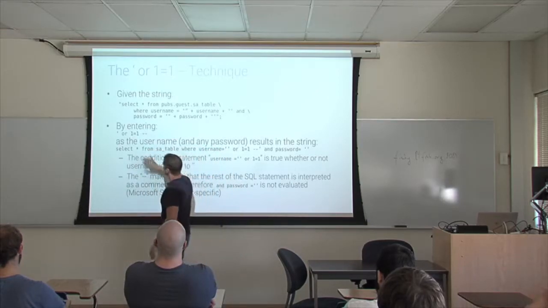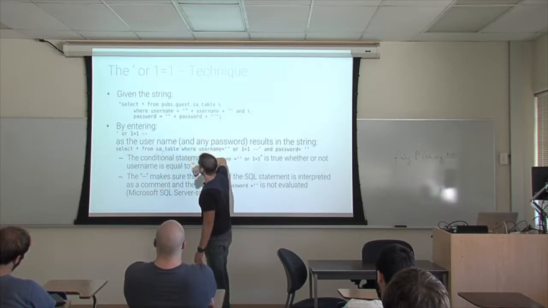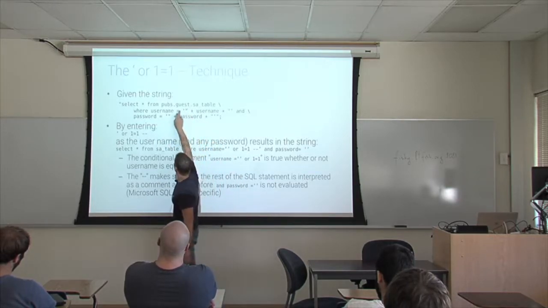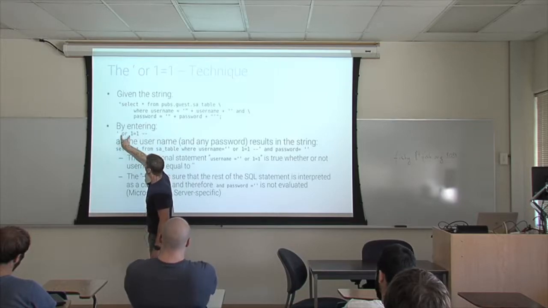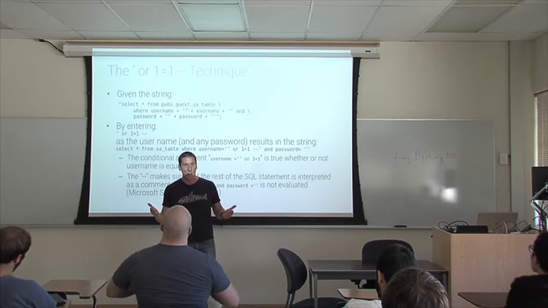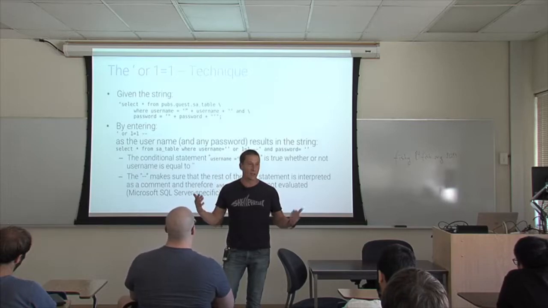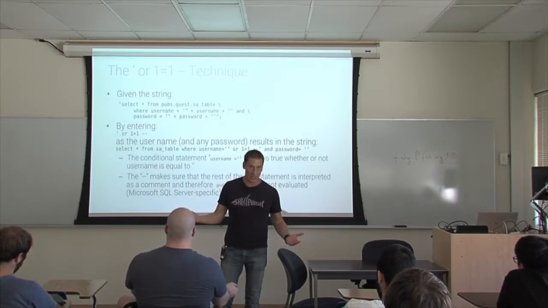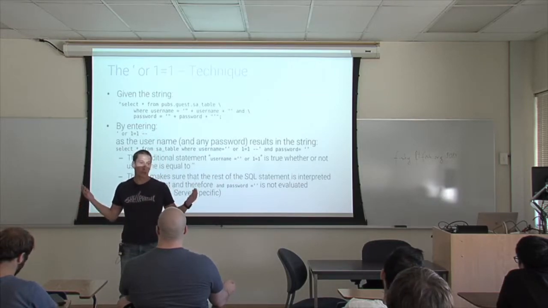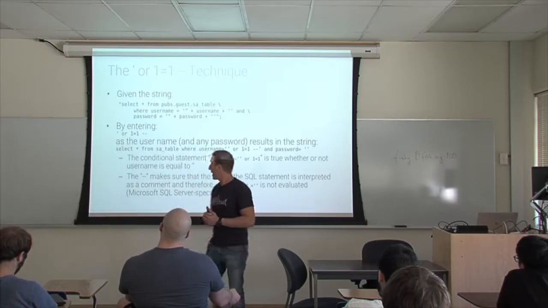The basic idea is that by providing this value, for example in the case of the username, you fundamentally close this tick. So this tick gets closed by this tick. And then you do or 1 equal 1. Doing an or with something that is true makes the whole select clause true, and so the database is returned in its entirety. Because it's fundamentally select this from this where true, which means give me everything. So you get all the lines of the database.